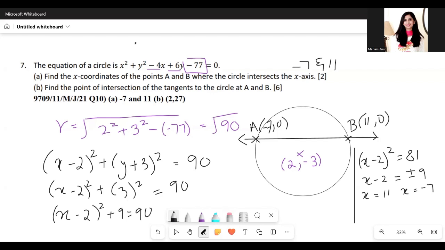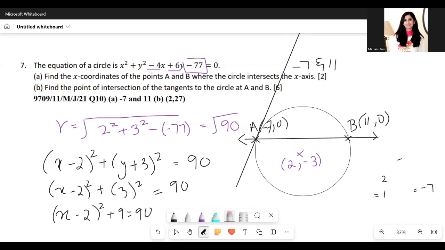Find the point of intersection of the tangents to the circle at A and B. Okay, so let's draw a tangent at A and a tangent at B. It's not a very symmetrical one. Let me try again. So somewhere over here. Okay.